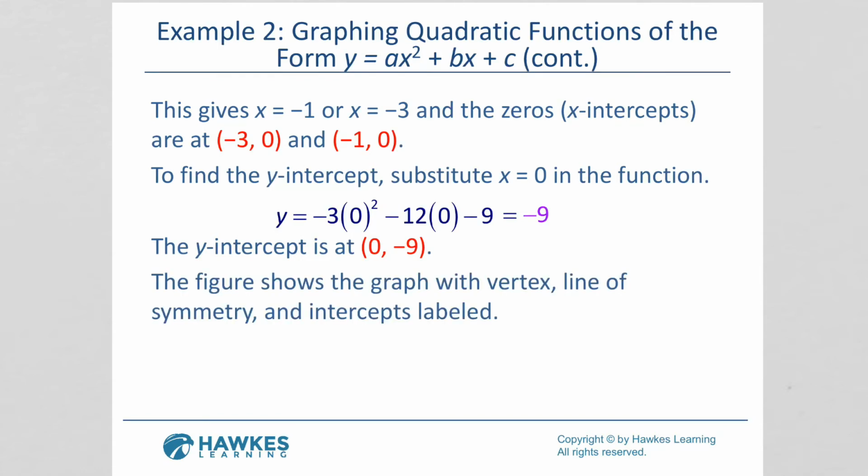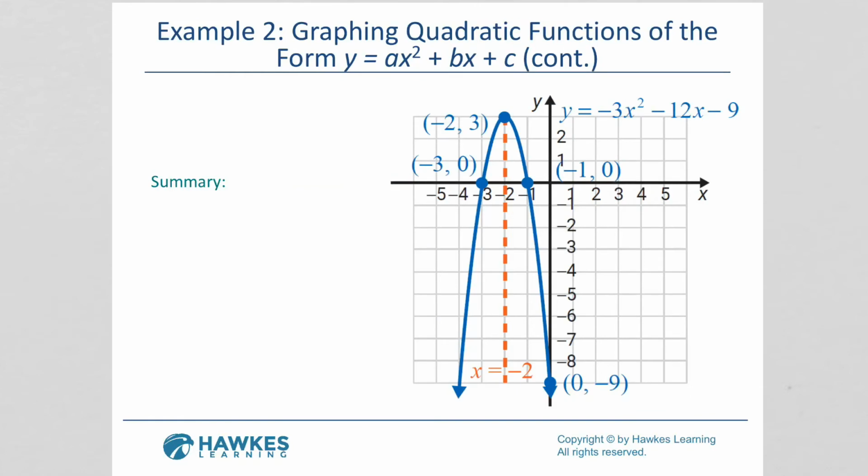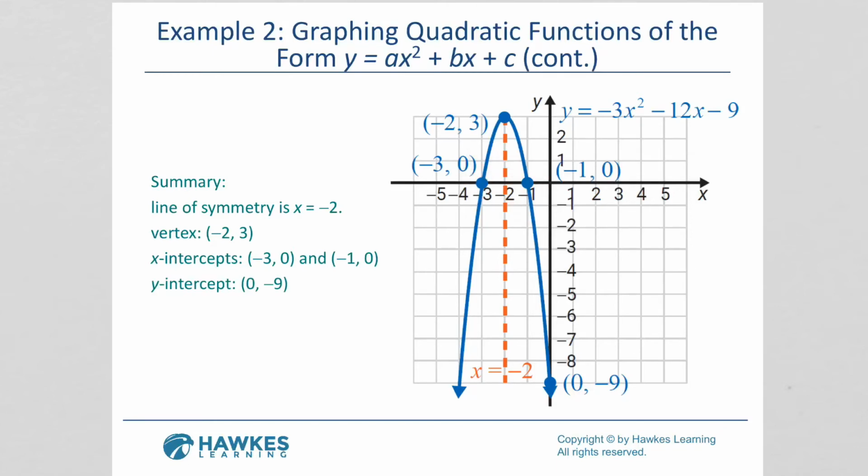And again, we're going to have a figure on the next screen that's going to show all of this information to us, the vertex, the line of symmetry, and all of the intercepts labeled. So this is our graph, and remember I said since we had a negative 3 at the beginning, it opened downward. Our line of symmetry is this red dashed line at x equals negative 2. Our vertex is up here at negative 2, 3. Our x-intercepts are at negative 3, 0 and negative 1, 0. And our y-intercept is down here at 0, negative 9.